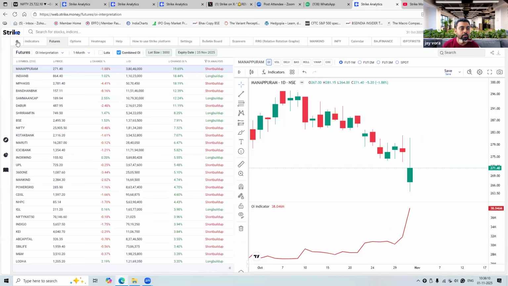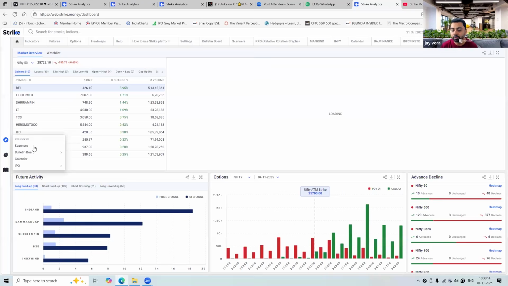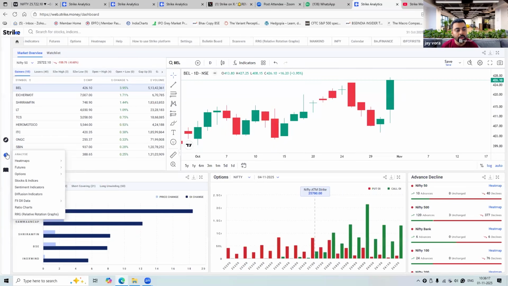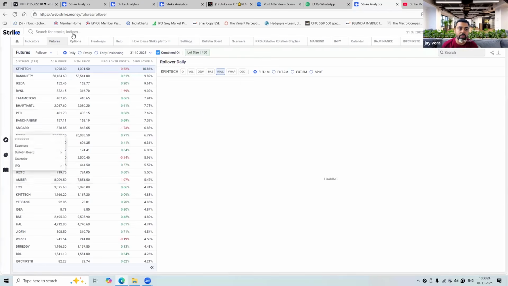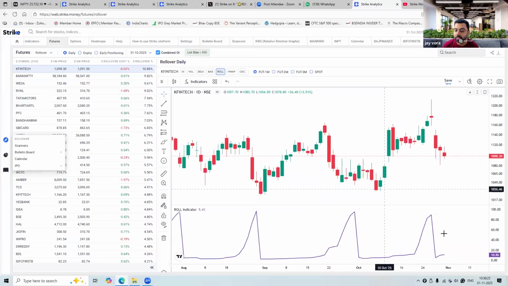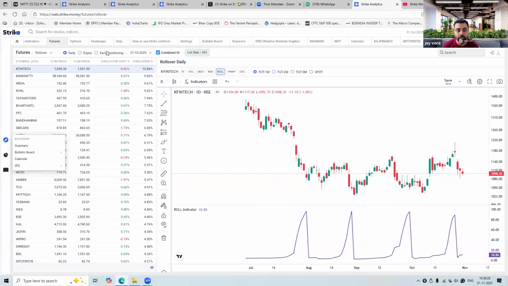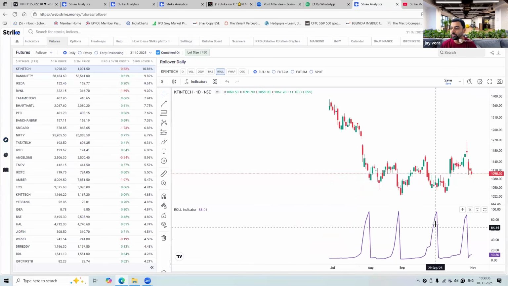Firstly, to come to the screen, I'm assuming that you will be on the dashboard. For that, you have to come to the futures data and then to rollover. In rollover, there are three different screens that we have given. One is the daily rollover, one is the expiry, and one is the early positioning. Today we'll be speaking about early positioning, but to know what daily rollover is, it shows how the rollover is happening, how people are going into the other contract and doing a rollover.